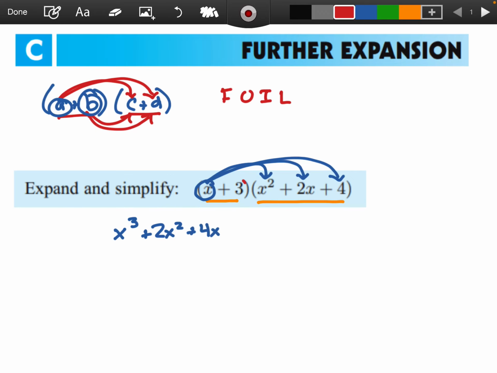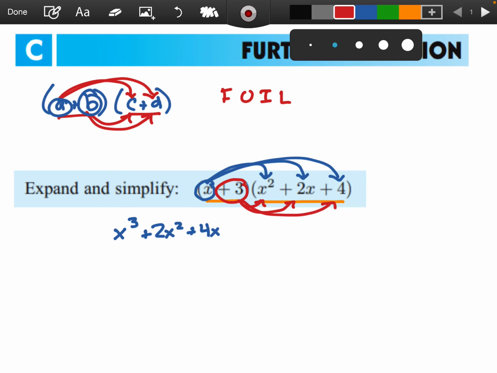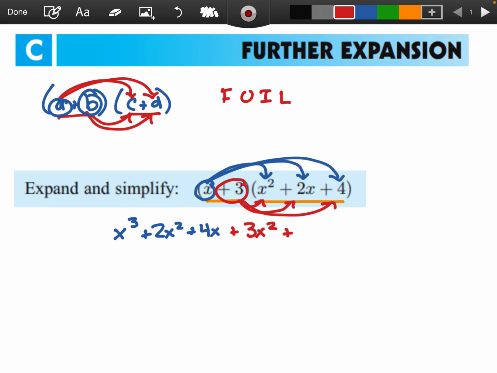Then we're going to do exactly the same thing with the second term, which is the positive 3. We will multiply that by the 3 terms in the second set of brackets, and that will give us plus 3x squared plus 6x plus 12.